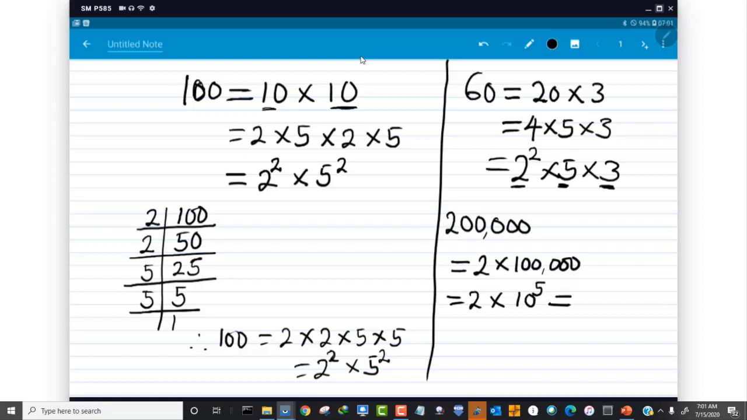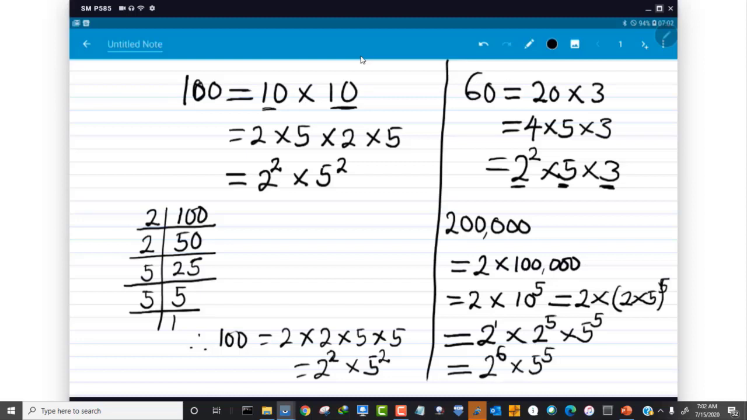And I can also write this as 2 times, my 10 is the same thing as 2 times 5, then power 5. Okay, so now this means I have 2 times, when I remove the brackets, 2 raised to the power 5 times 5 raised to the power 5. Now at the end, this one has power 1, so I'm going to have 1 plus 5, giving me 2 raised to the power 6 times 5 raised to the power 5.